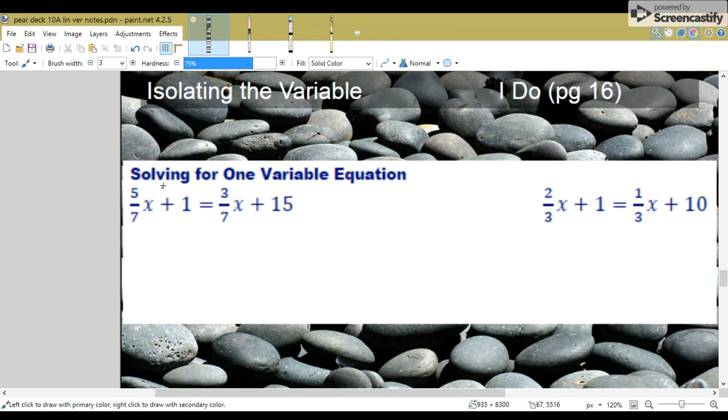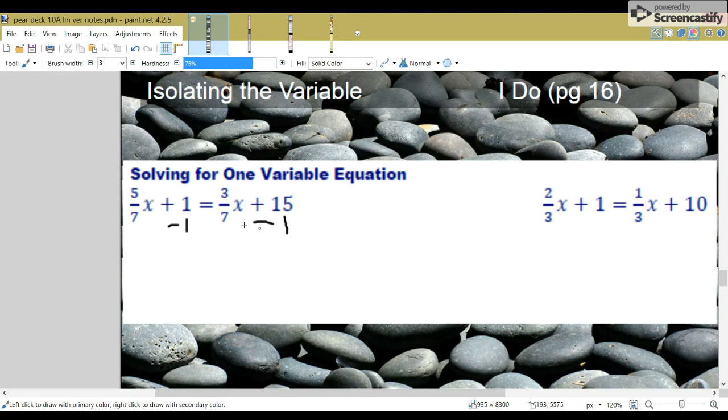Okay, let's do the next one here. Solving for one variable equations. So we have 5/7 x plus 1 equals 3/7 x plus 15. First, we want to see if there's anything to combine on each side. There's nothing, so let's go to the next step.